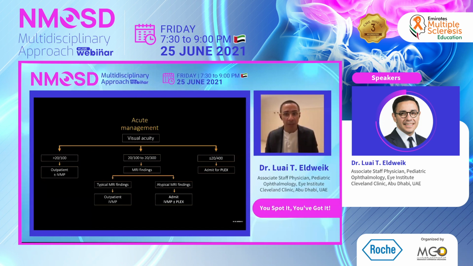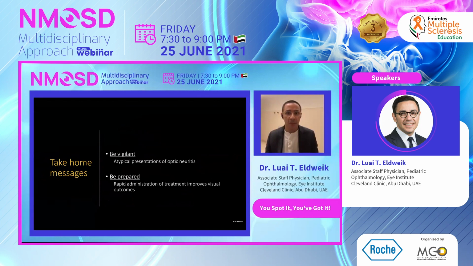So when you see your next patient, keep an eye on the vision and look for atypical findings in the MRI. This is my assessment and this is my management for patients with optic neuritis. Finally, I'll go back to my take-home messages. First one is be alert, ask new questions, and look for atypical features in optic neuritis. Be prepared and be aggressive in your treatment, because sometimes, actually most times, time equals vision in these patients.